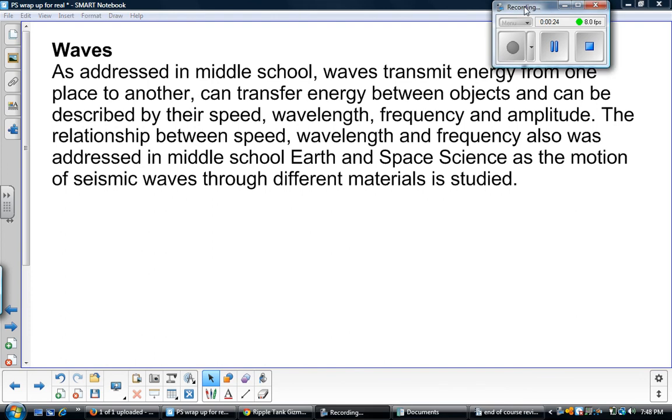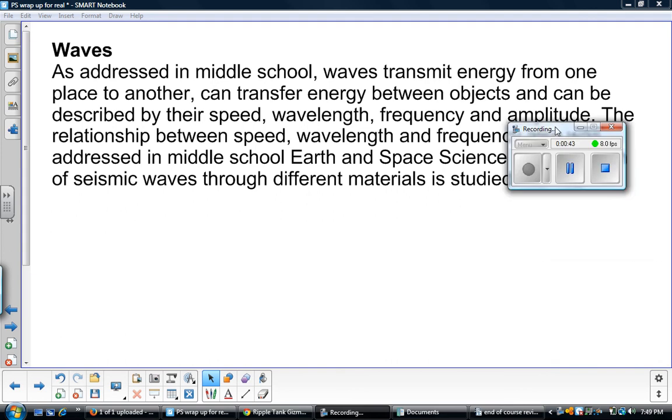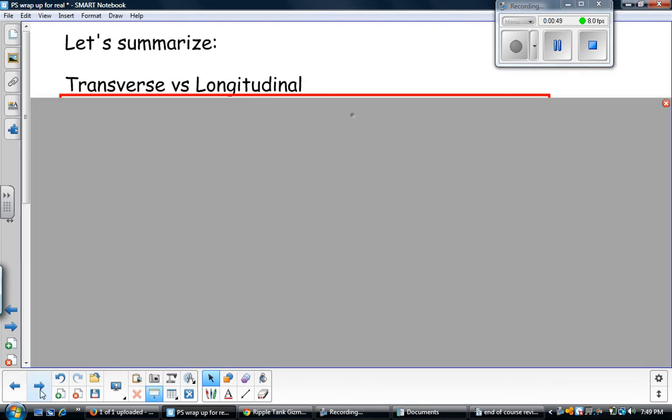Alright, so supposedly you learned about waves in middle school, and this is what you learned in middle school. You learned about waves transmitting energy between objects. You learned how to describe them by their speed, their wavelength, their frequency, their amplitude, and those relationships. And you learned how to apply those to earth science. Now, I know in reality that perhaps you didn't get this, so let's do a little tiny review of those topics before we move on.